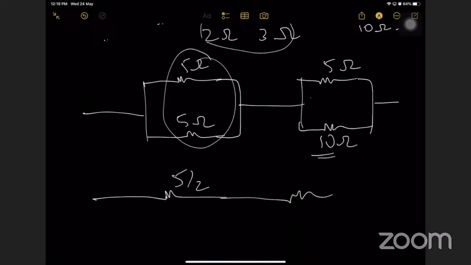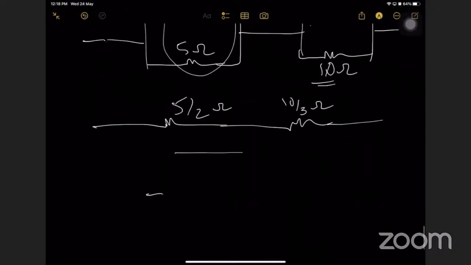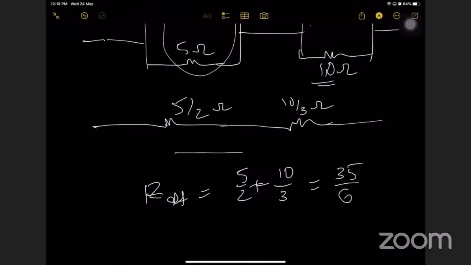What is the parallel of these two, guys? Did anybody try? 10 by 3. It is 10 by 3. This will be 10 by 3 and this will be 5 by 2. Again, these two are in series now. The R effective will be 5 by 2 plus 10 by 3. It will be how much? 35 by 6. Nobody got this answer, right? You got 2.5 and 3.3, 2.5 plus 3.3 is 5.5. You gave 5.5 as the answer. Okay, fine.